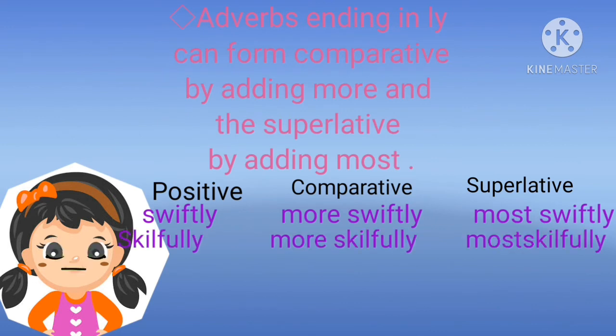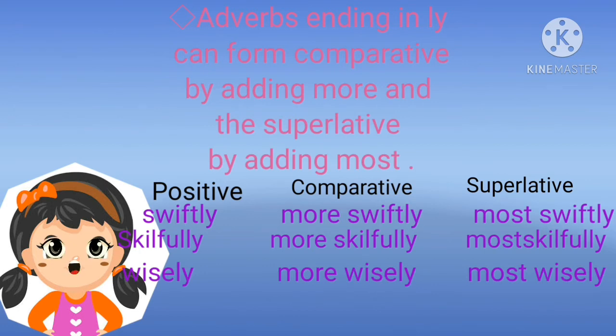Adverbs ending in ly can form the comparative by adding more and the superlative by adding the word most. The first word is swiftly. Its comparative becomes more swiftly and superlative becomes most swiftly. Second word is skillfully. So comparative becomes more skillfully and superlative becomes most skillfully. Third one, the word is wisely. Comparative becomes more wisely and superlative becomes most wisely.